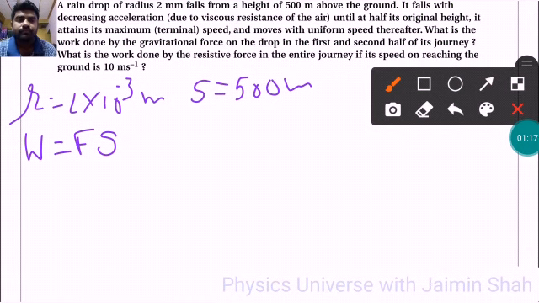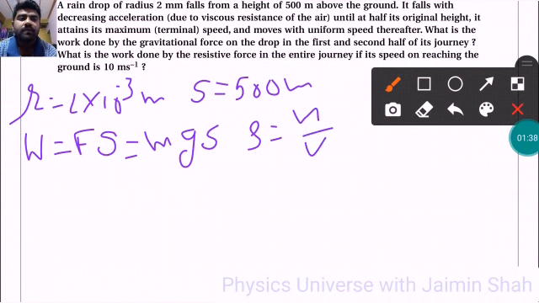Now force, because of potential energy, we have that force, which is the gravitational force mg, and then s, right? So mass is what we need to find. So first of all, to find mass we have the formula density is equal to mass upon volume. So mass is equal to density into volume, right?